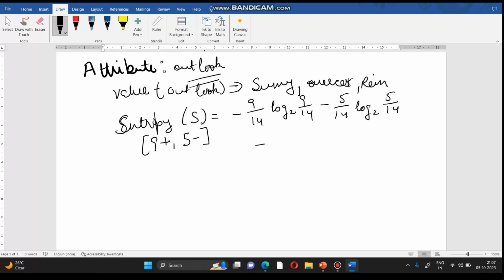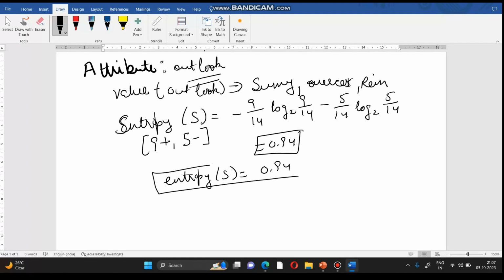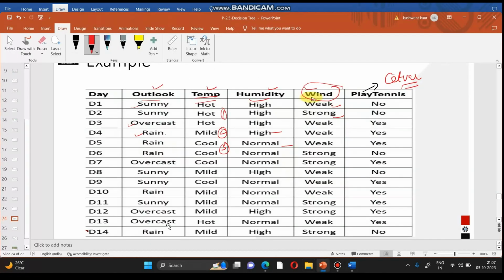Now when we solve this problem, we will get 0.94. So we have got that the entropy of S is equal to 0.94. This is the general entropy in our case. Fine. Now once the general entropy is calculated, what is the next step?